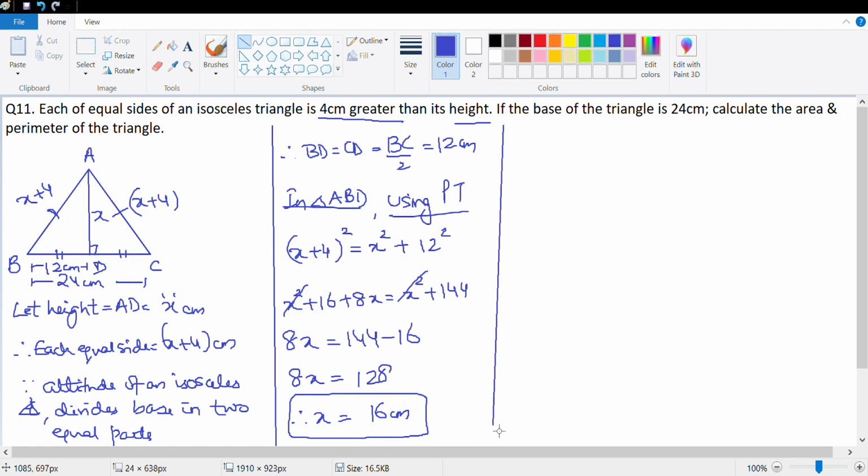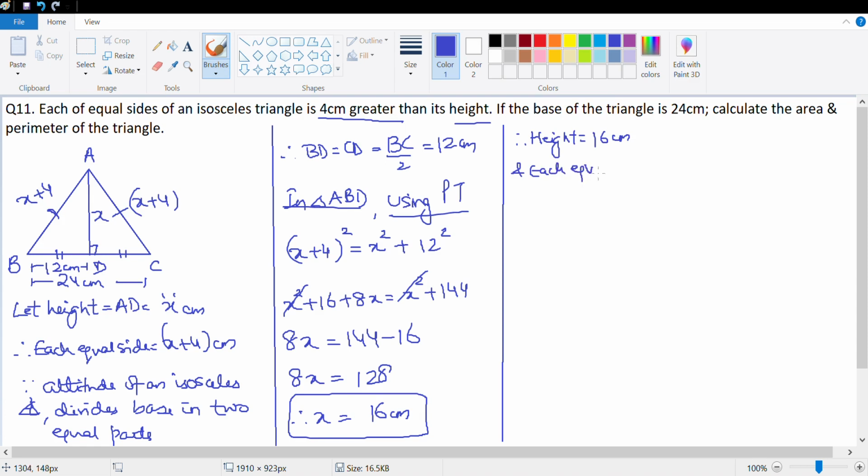What do they want us to calculate? They want us to calculate the area and perimeter. So therefore height is equal to 16 centimeter and each equal side is equal to 16 plus 4, that's 20 centimeter. So this is 20, this is 20, and this is 16.